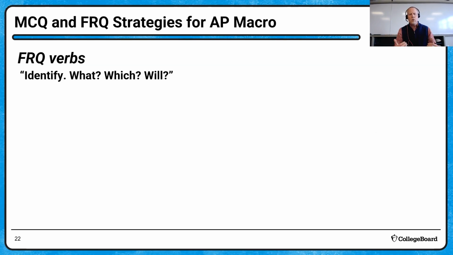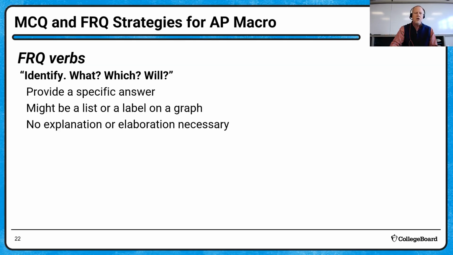First one, identify, what, which, will. Any of those verbs can be used. When they are, you're providing a specific answer. You're really just asserting a specific answer: up, down, increase, decrease, right, left, whatever. You can just write out a list. You can maybe label on a graph, but you don't need to explain. You don't need to elaborate. These can be one-word answers, okay?